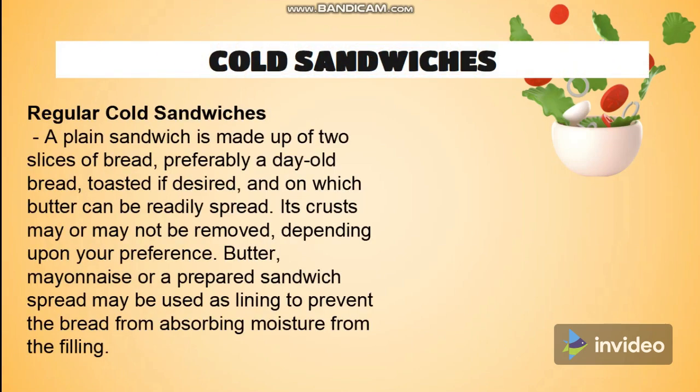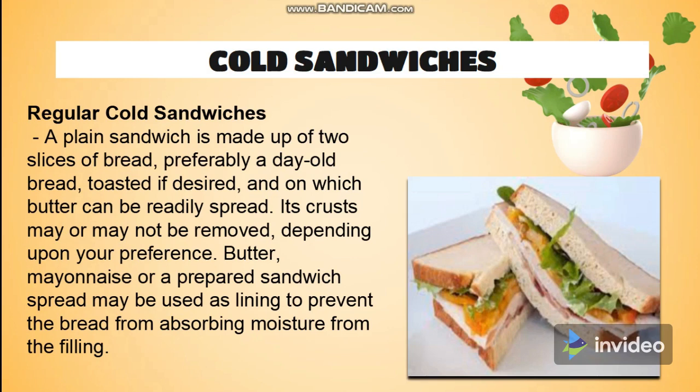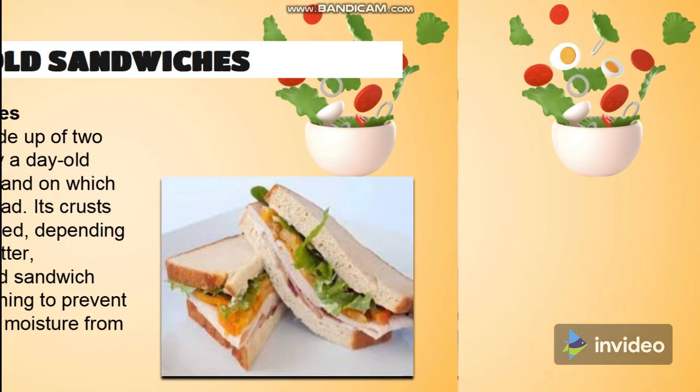Regular cold sandwiches. A plain sandwich is made out of 2 slices of bread, preferably a day-old bread, toasted if desired, and on which butter can be readily spread. Its crust may or may not be removed, depending upon your preference. Butter, mayonnaise, or a prepared sandwich spread may be used as lining to prevent the bread from absorbing moisture from the filling.